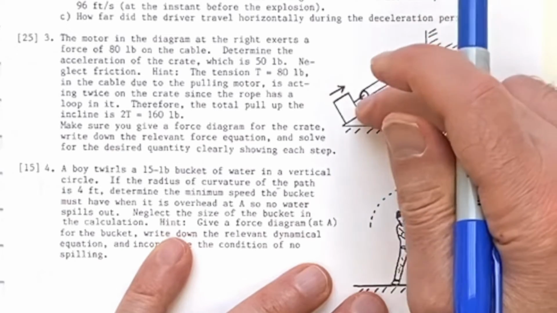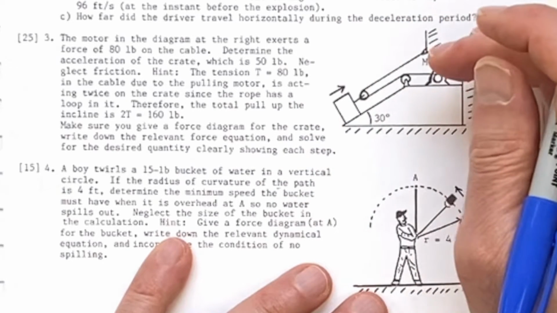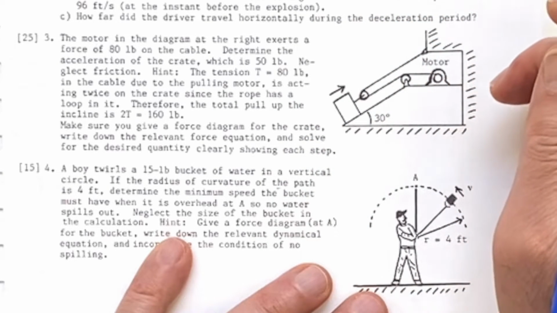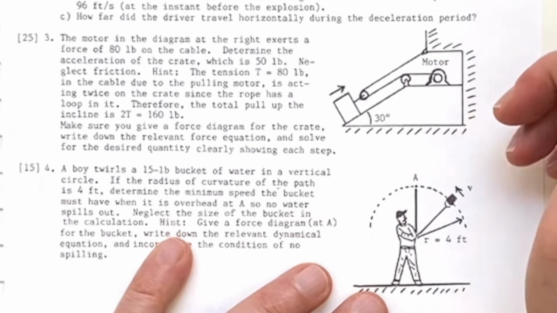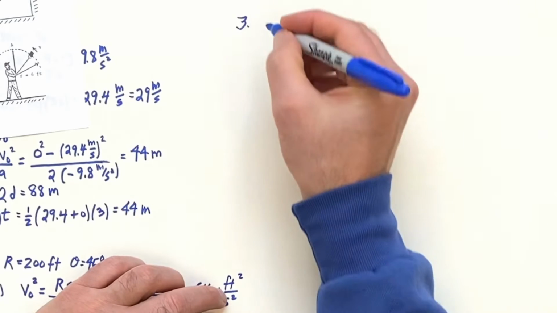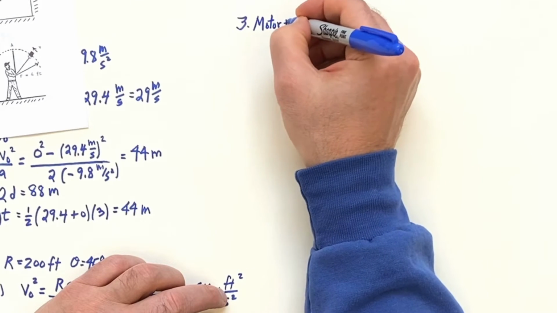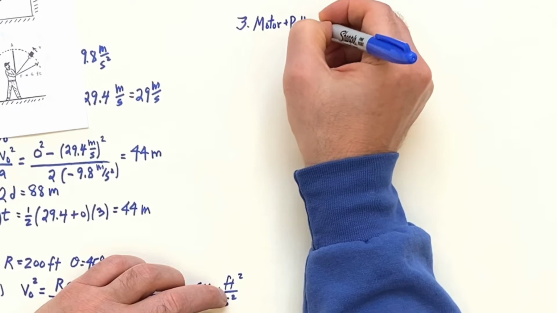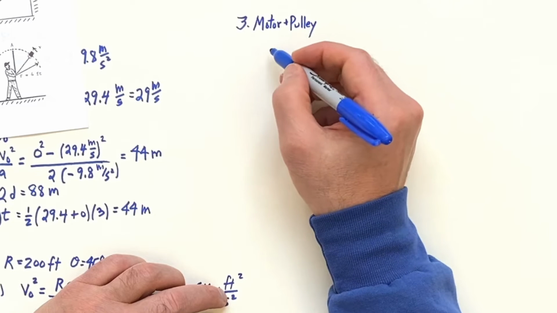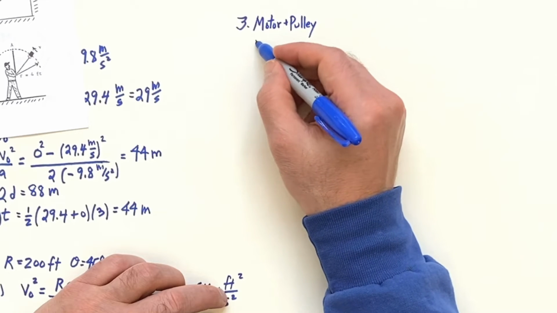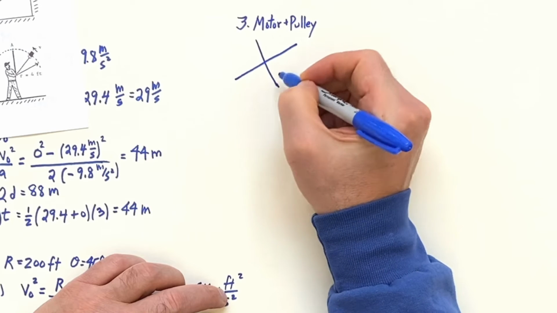The total tension or total force upwards is going to be 2T. And they want to know here the acceleration. So let's do it. So we'll call this the motor and pulley problem. So here, what's very critical in doing the exam is to do the force diagram. So here, I'm going to go right to the force diagram.